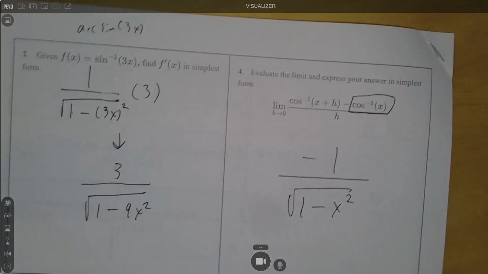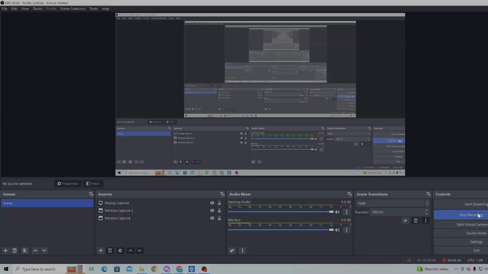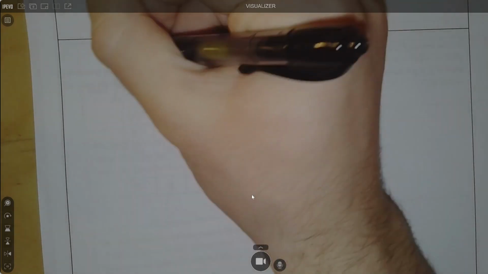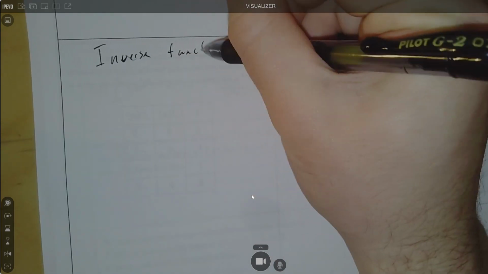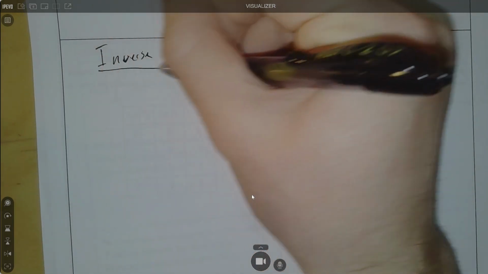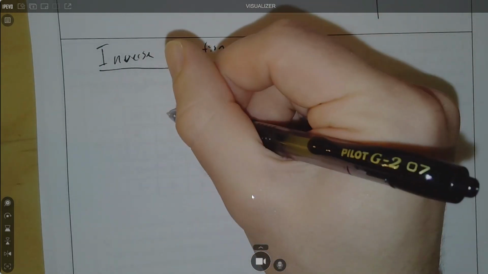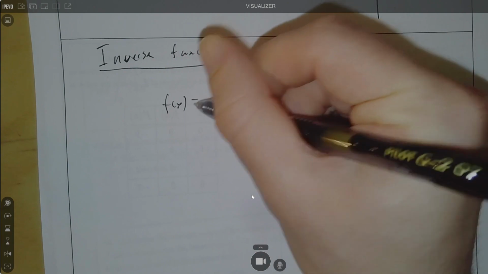Now we will do inverse derivatives. Okay, inverse functions. I have not covered inverse functions at all. I don't know if you've even learned inverse functions in your high school career, so it would be worth talking about them briefly. What are inverse functions? Well, inverse functions undo another function. So let's think about it like this. Let's say we had a function f of x equals 2x.